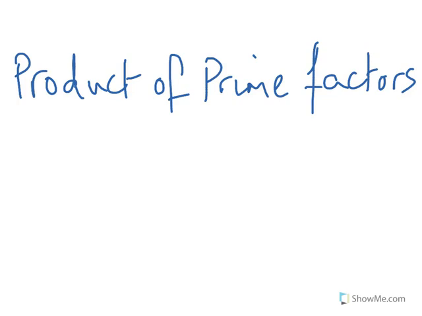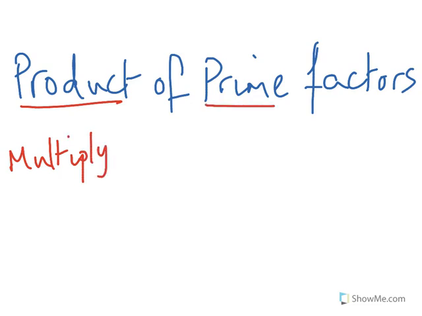So finding the product of prime factors. Let's just make sure we know what all these words mean. Product means multiply. Another word for product is multiply. Prime number, a number that only has two factors.